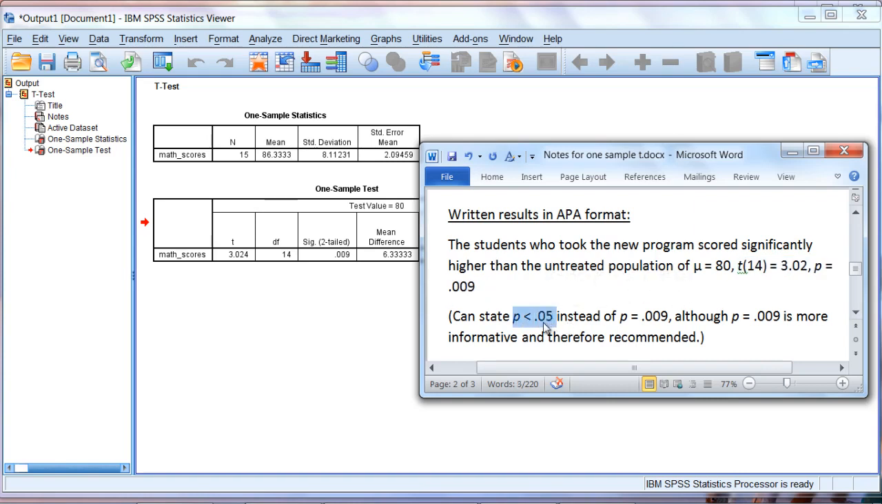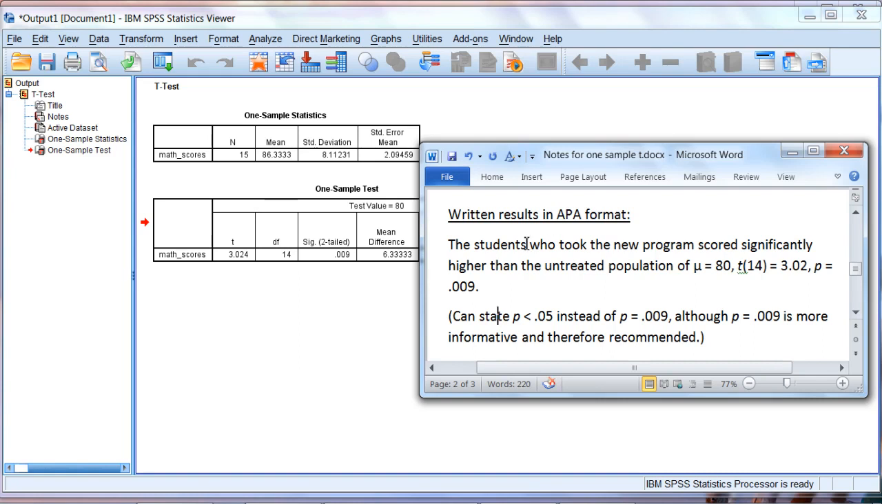Now, instead of p equals 0.009, you can state p is less than 0.05. Recall, this was our value of alpha that we used. But stating the exact p value, 0.009, really is more informative, and therefore it's recommended. But if you have a class where you're instructed to write p is less than 0.05, that will suffice as well. So these are the written results in APA format. APA stands for the American Psychological Association. And it's a very popular, very commonly used format. This is one way to write it. So that's what we're going to do here.